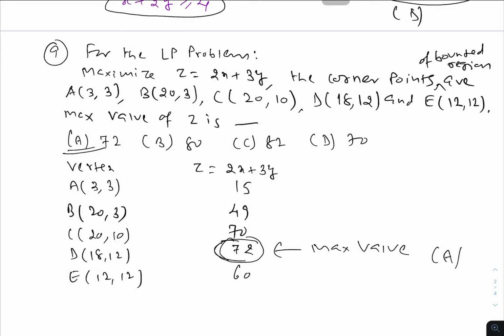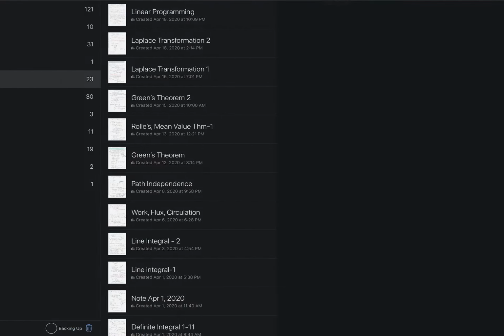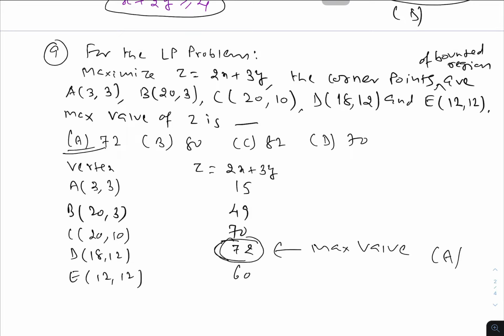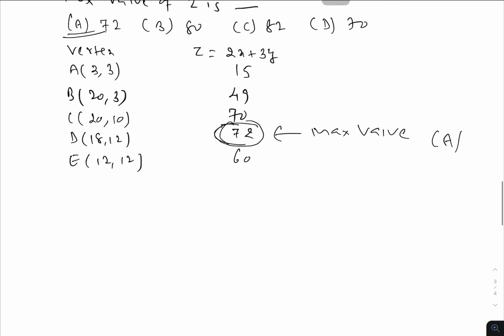Okay, next let us see. Similarly, if there is a question of minimize, then the minimum value is your answer. Okay, let us see one more. I am not writing an example of minimize, that you can even now understand, easy to write.